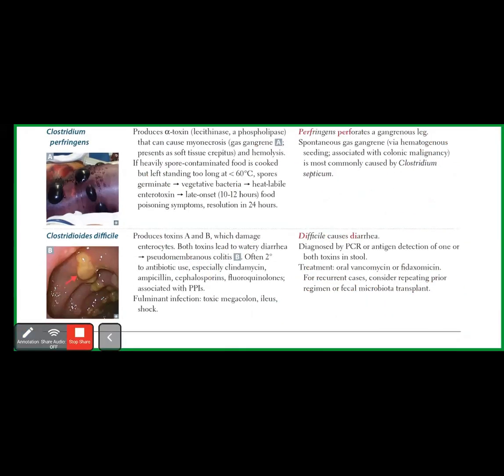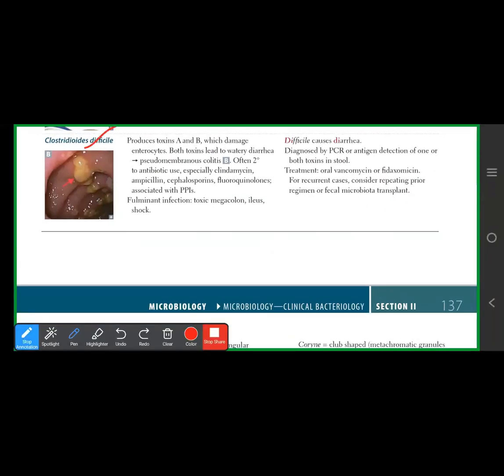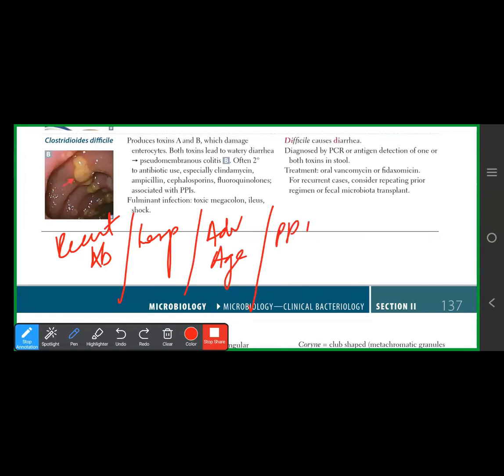Next Clostridium you have to know the differentiation of is difficile. Difficile is a very direct question. How they will give it to you: any patient who is on recent antibiotics, any patient who is hospitalized, any patient of advanced age, any patient who is on a PPI. Four concepts. PPI is just one of them. There are many drugs to remember, but you can remember them as recent antibiotics: clindamycin, ampicillin, cephalosporin, and fluoroquinolone. They do not ask anything extra from these four. So recent antibiotics, hospitalization, advanced age, and PPI are the clues they can give.